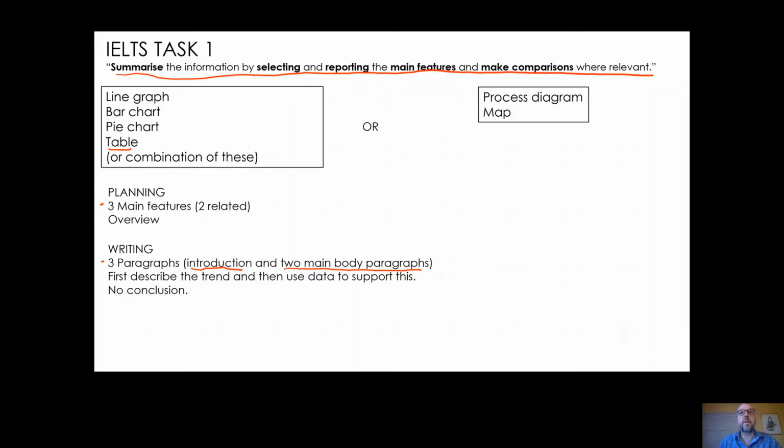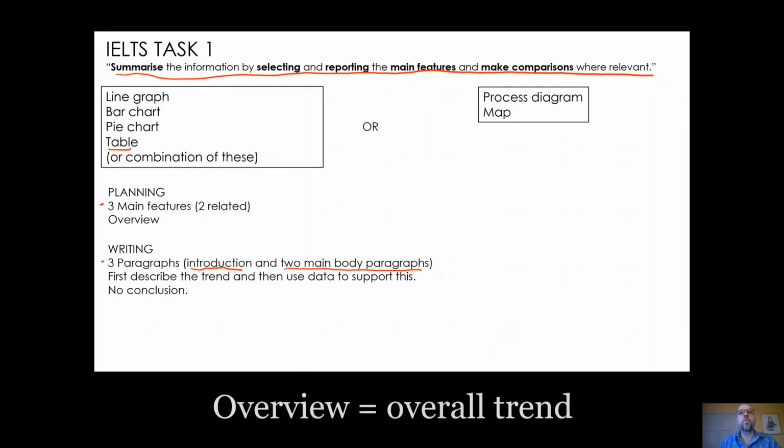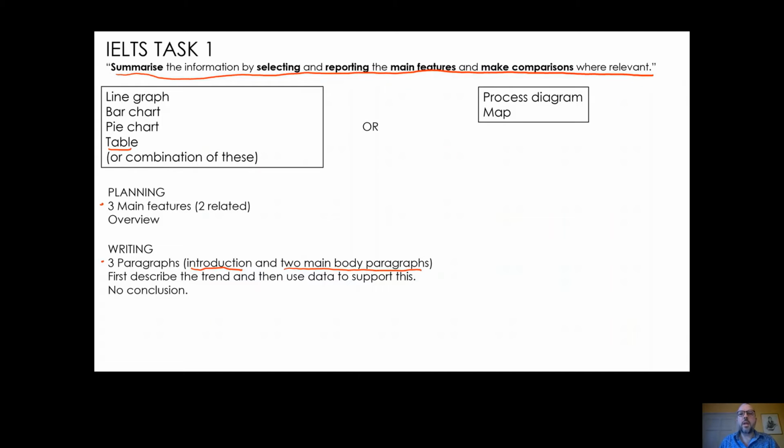You also, this is very important, the examiners stipulated in their marking criteria, you need to identify an overall trend. Now, the overall trend is not a sentence like the data shows the number of people participating in different sports at different times of the year, for example. That's not an overview, that's an introductory sentence. The overview must be one general statement describing all of the data, one general statement describing the overall trend you can see.